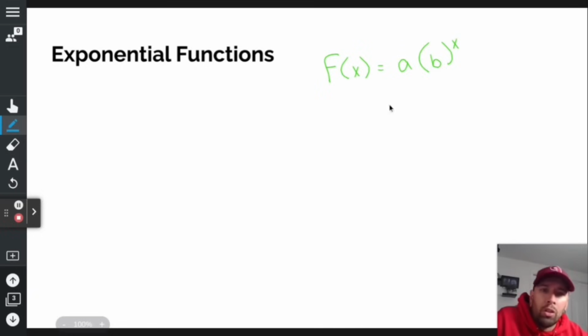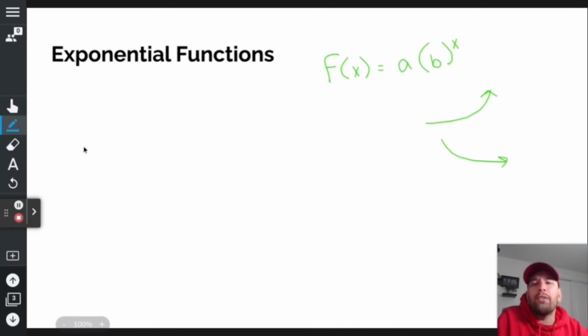Exponential functions will look something like this, or something like this, where you're going to have a graph that starts out and then explodes, or it just kind of levels itself out, very similar to some of the rational stuff that we saw in the previous chapter. Now, what do a and b stand for? a just basically represents what your picture is going to look like as far as stretching or shrinking.